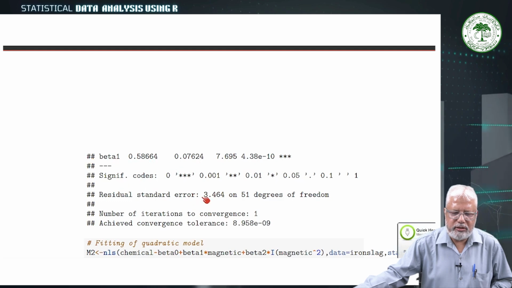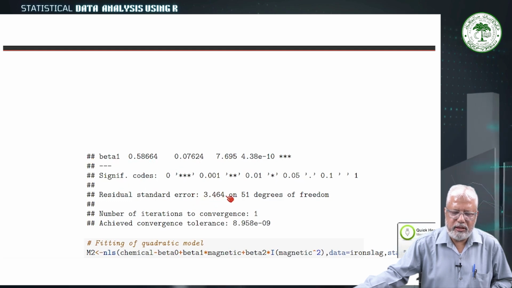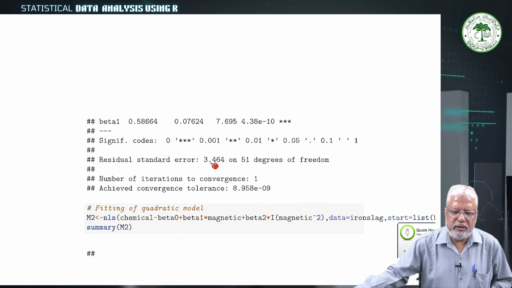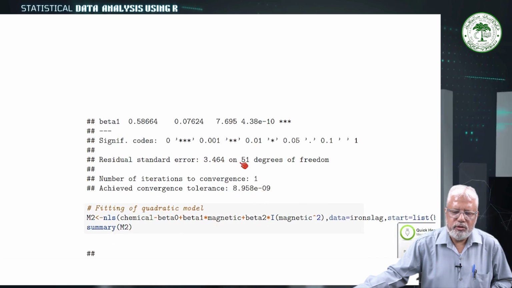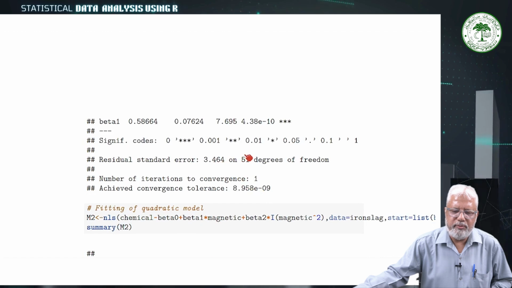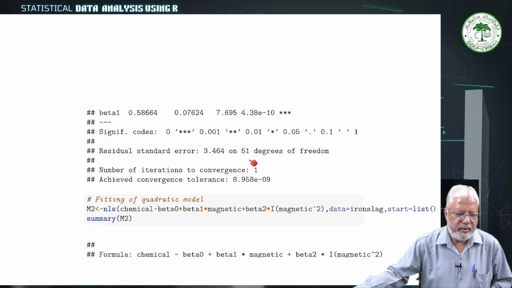And then residual standard error, this is, and see, since there are two parameters beta naught and beta 1 to be estimated, so that is why degree of freedom is 51 minus 3.